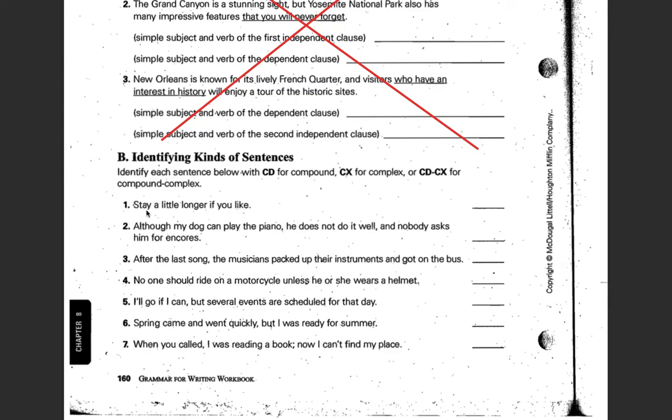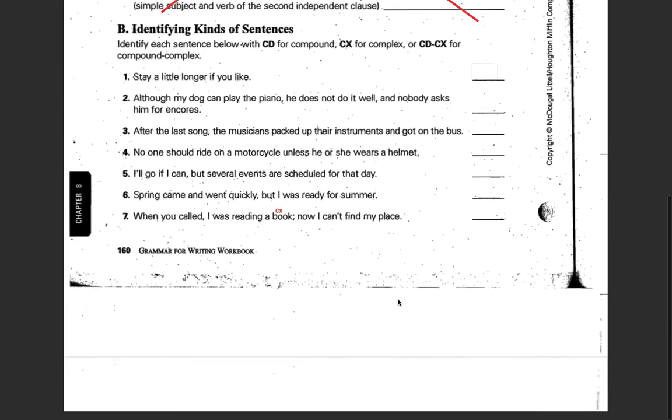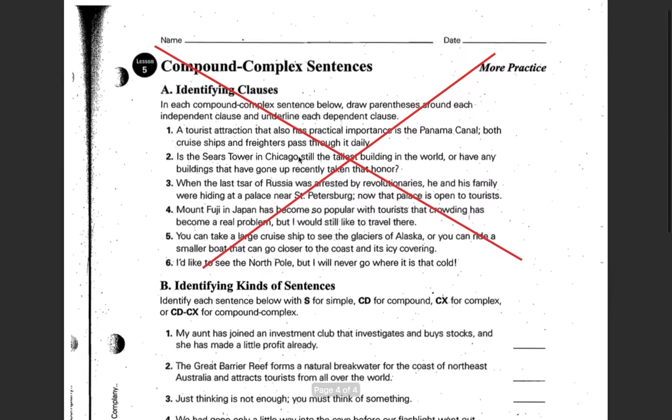Number one says, stay a little longer if you like. Now, this sentence seems to be really, really short, okay? But this is made of two clauses. Stay a little longer is an independent clause. If you like is a dependent clause. This means that the sentence is a complex sentence, because I know from before that a complex sentence consists of one independent clause and one dependent clause. So this is a CX. And that's what you need to do with the rest of the sentences on that page.